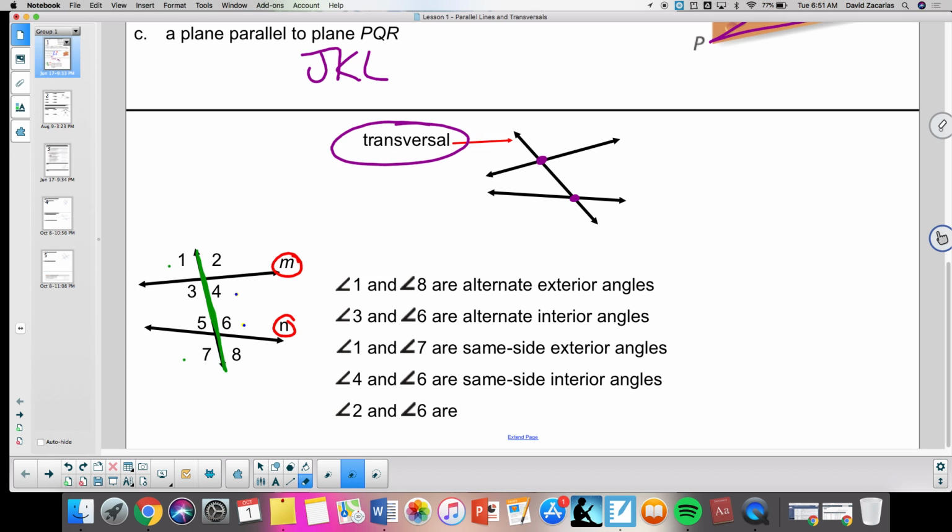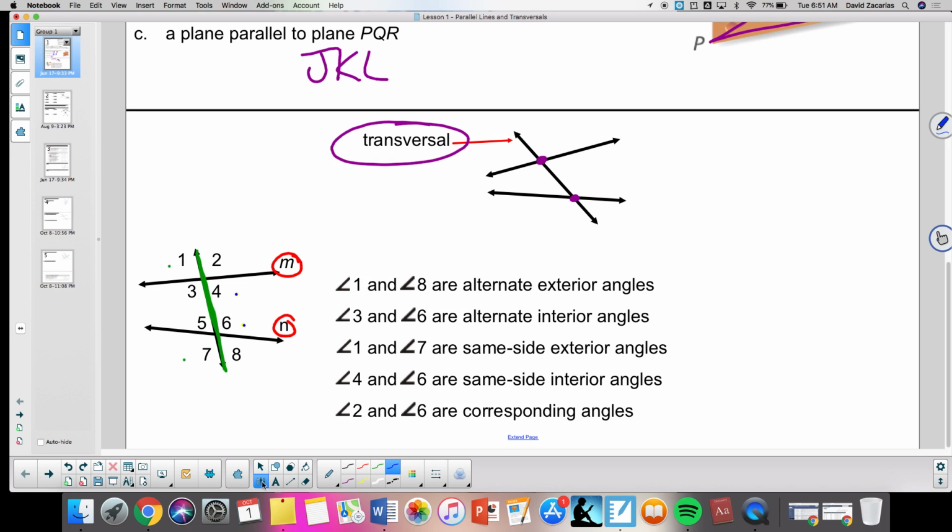And lastly, we have 2 and 6. Now 2 and 6, they're on the same side of the green transversal, but notice one's on the outside, one's on the inside. So whenever you have two angles on the same side of the transversal, but one's on the outside, one's on the inside, we call those corresponding angles. We don't call it same side corresponding, we just call them corresponding angles. Basically, they're in the same position, but on different lines.